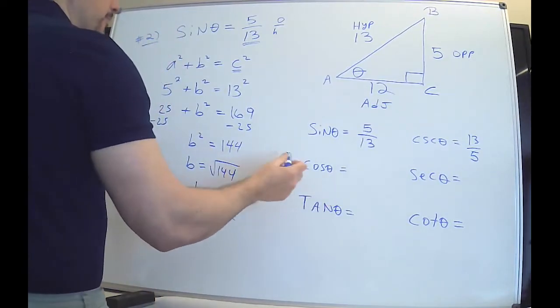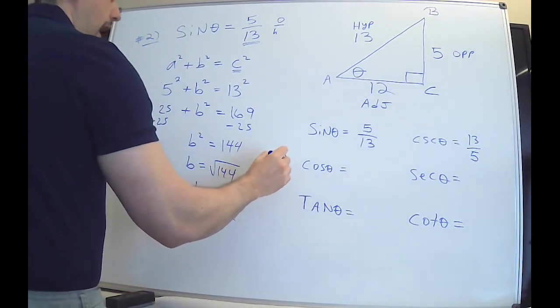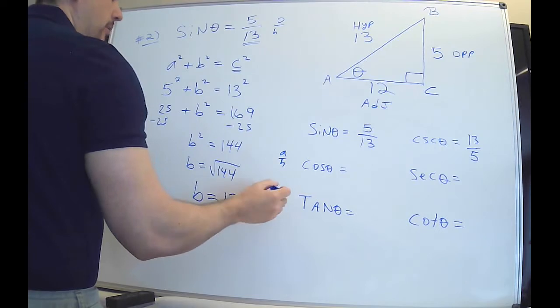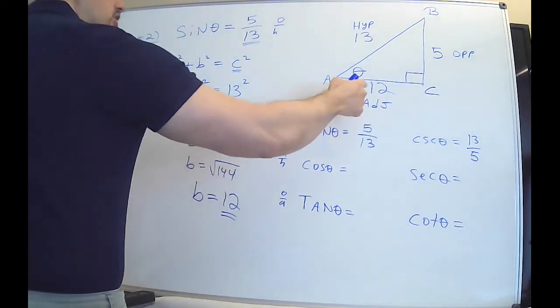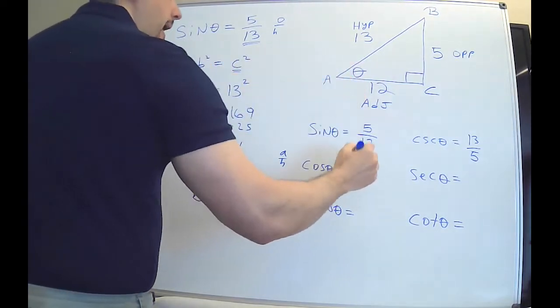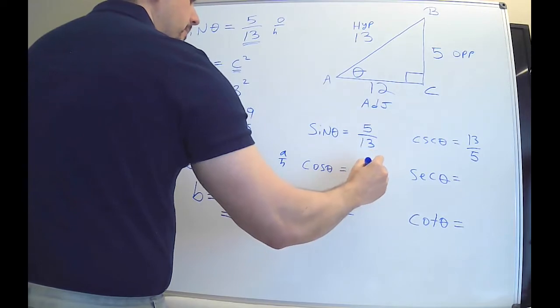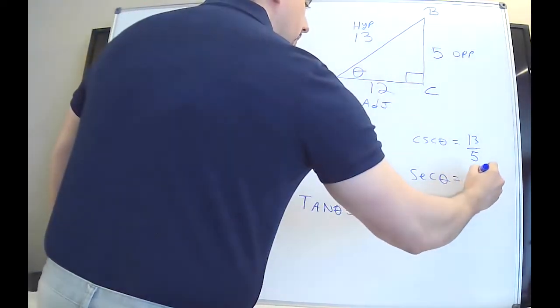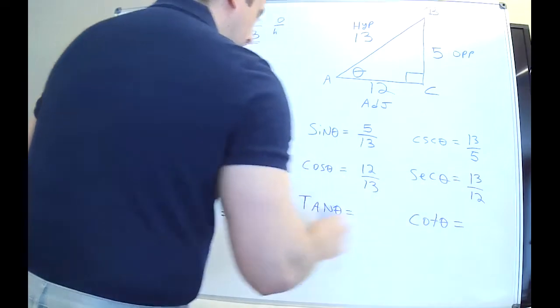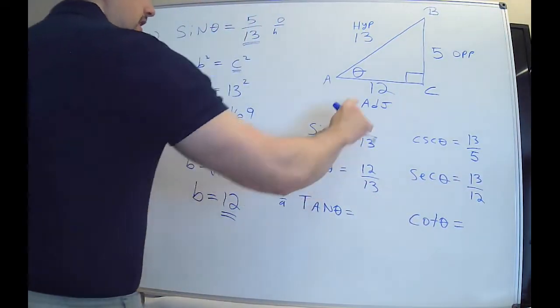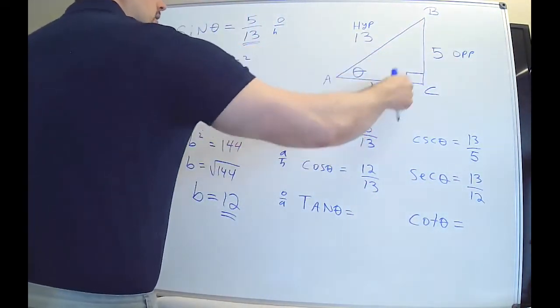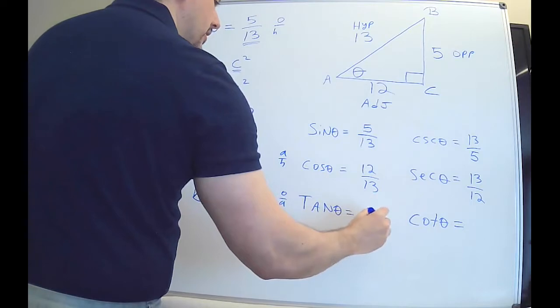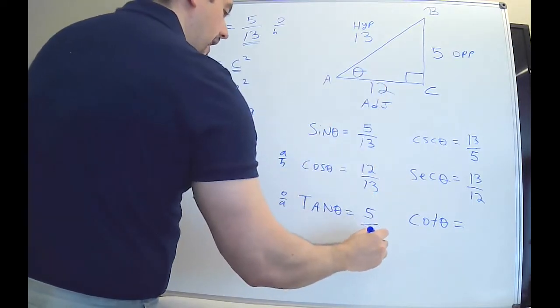Now, cosine, remember, children are happy. Tangerines are apples. So cosine goes with the adjacent side over the hypotenuse. So we're going to do 12 over 13. His partner, secant, we flip that over, 13 over 12. Whatever order you want to do this in. Tangent is opposite over adjacent. So we're going to do 5 opposite, adjacent is 12. And now I'm going to flip that over.